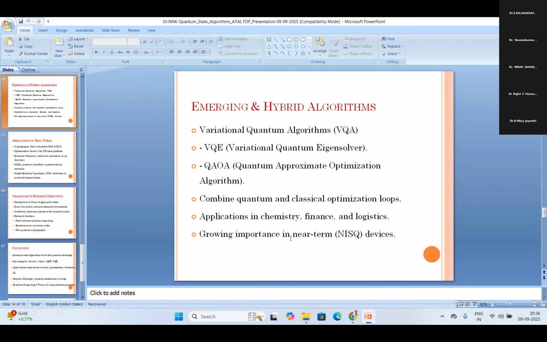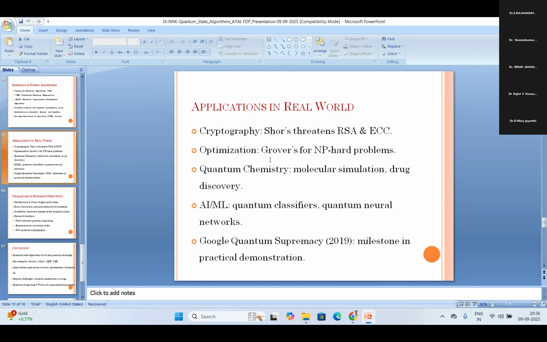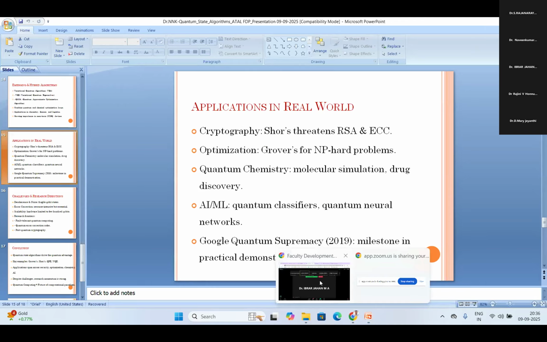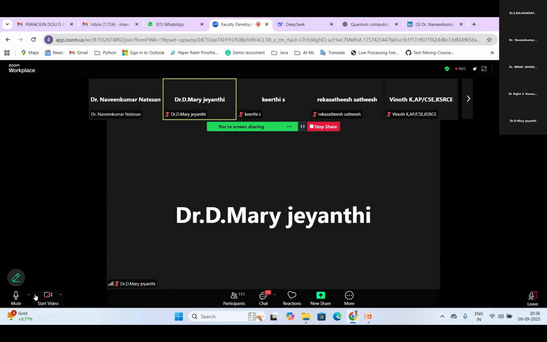So then applications in real-world factors, where we have defined.